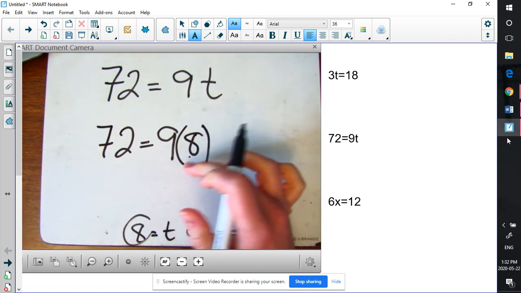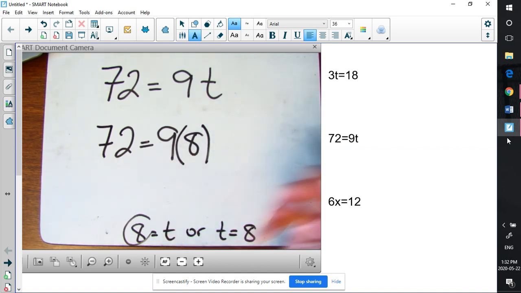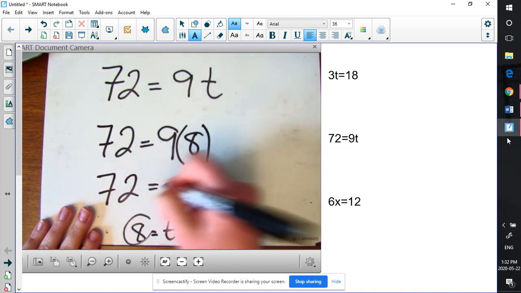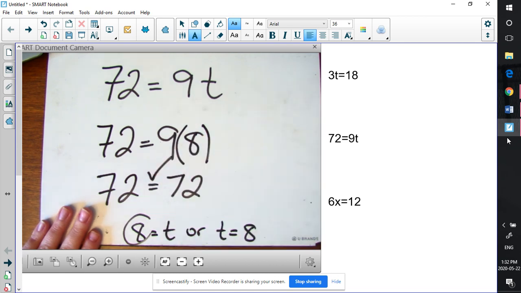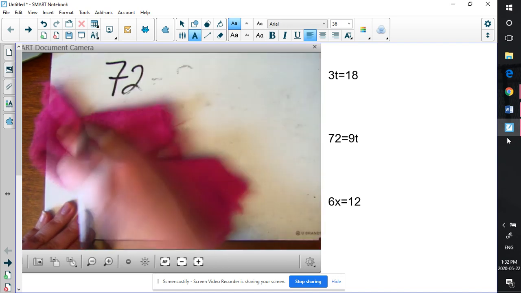Whenever there's a number beside a bracket, that means multiplication. So 9 times 8. 9 times 8 is 72. So our answer is correct. Last one.